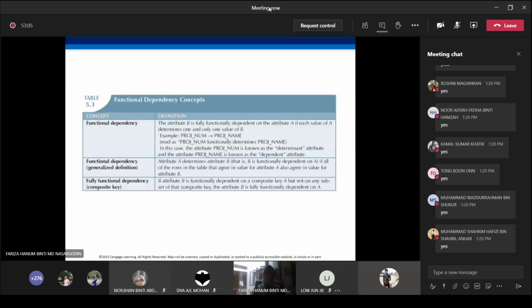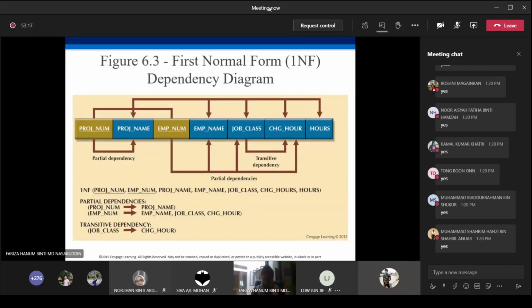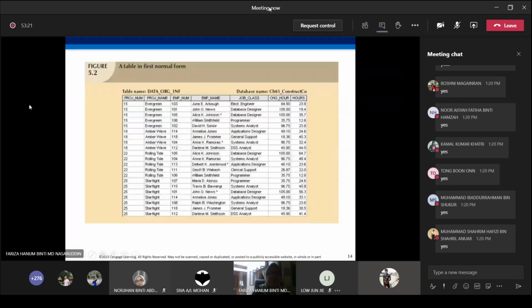All right, let's skip all these definitions. You'll just read them later once you understand. So this is what you call a dependency diagram. Remember this table from just now? You have 1, 2, 3, 4, 5, 6, 7 attributes. You have 7 attributes. First of all, you need to determine what is the primary key for this table.